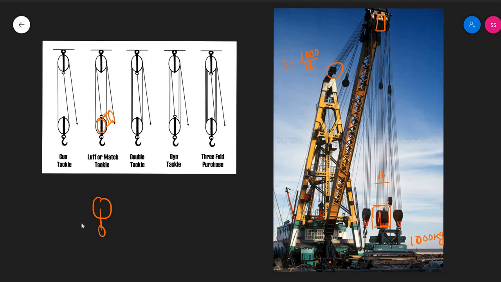So next time you go near a metro construction, please take a look at this block and tackle system.